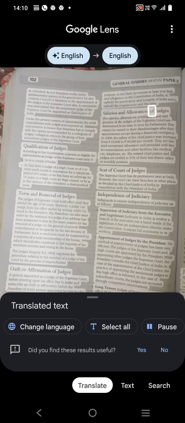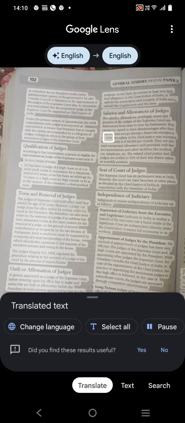Salaries and allowances of judges. The salaries, allowances, privileges, leave and pension of the judges of the Supreme Court are determined from time to time by Parliament. They cannot be varied to their disadvantage after their appointment except during a financial emergency.